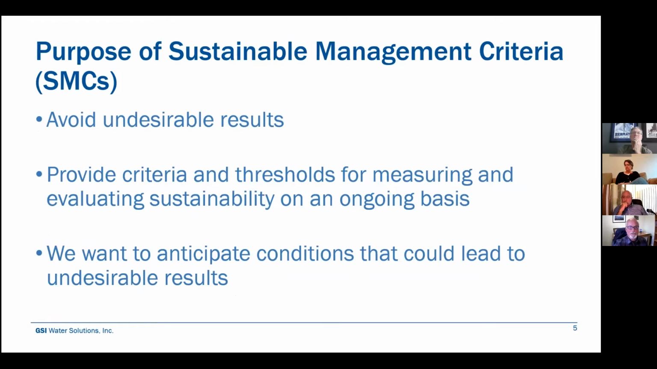So what is the purpose of these sustainable management criteria? Well, we want to avoid undesirable results. We want to provide criteria and thresholds by which we can measure and evaluate sustainability on an ongoing basis, kind of how we're doing. And likewise, while we have not observed undesirable results, we want to be able to anticipate conditions that could lead to undesirable results in the future.